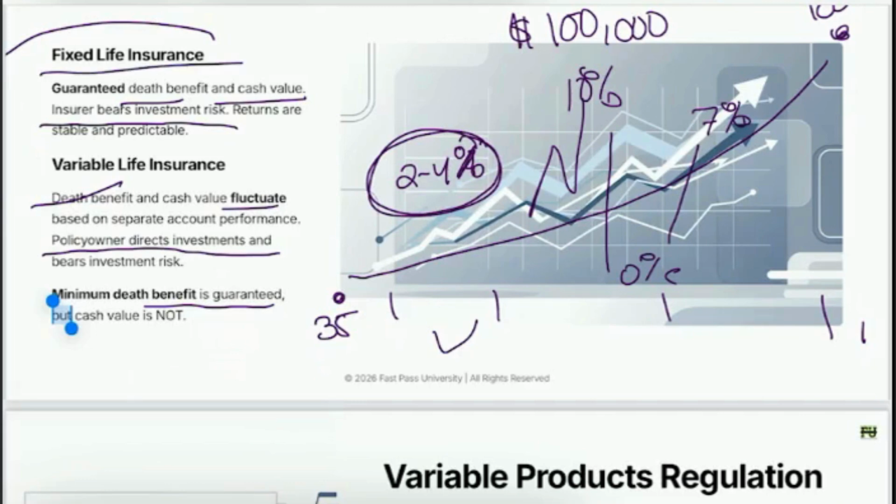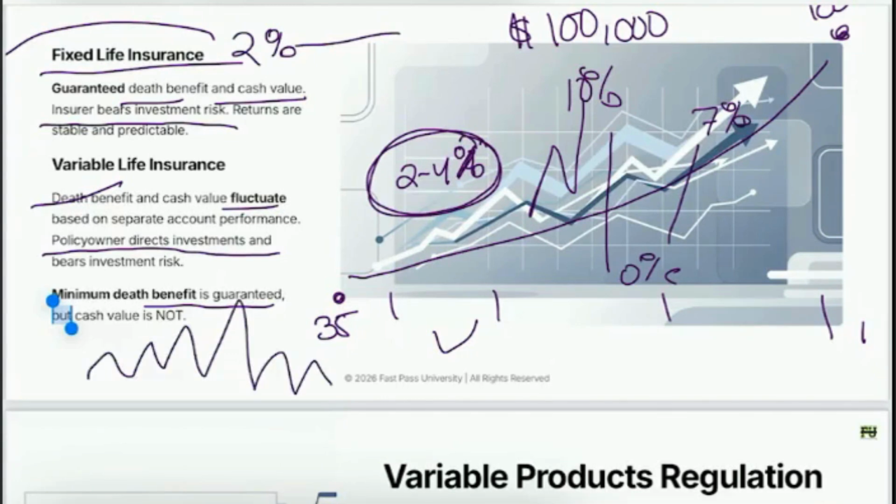So in a fixed life insurance, it is a fixed number. In this example we did 2%, it's going to be 2% forever for the whole life of the policy. Okay, the variable life insurance one is going to fluctuate, and the policy owner is bearing the risk.